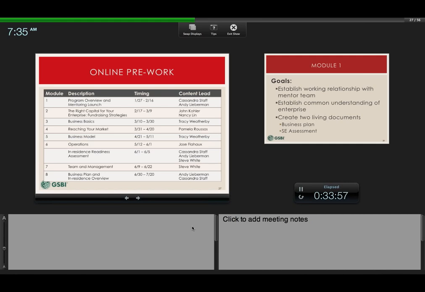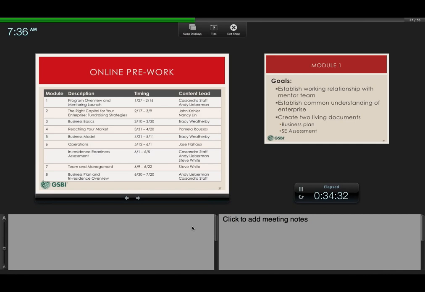And you'll see for each of these modules, there's a content lead there. We have a large pool of content experts, as Cassandra mentioned, in each of these areas. So while the mentors work deeply with you in your enterprise, and they're very focused on you and all aspects of your enterprise and everything they can do to help you, the content leads and other content experts like John Kohler in finance or Tracy in business areas work across multiple enterprises in their area of expertise. So you'll get great support through both sets of experts.